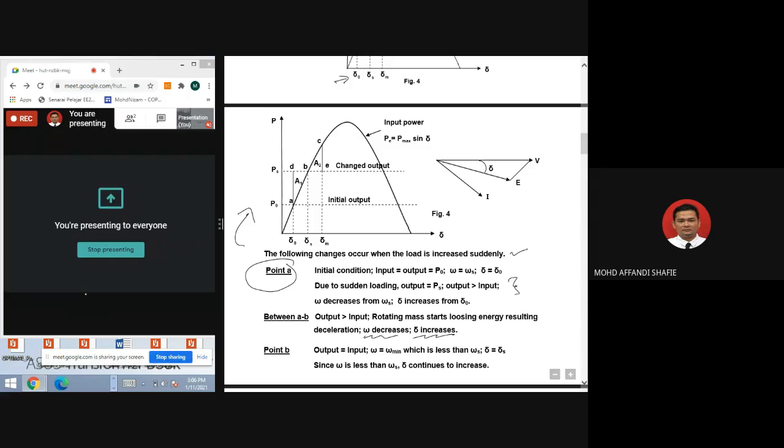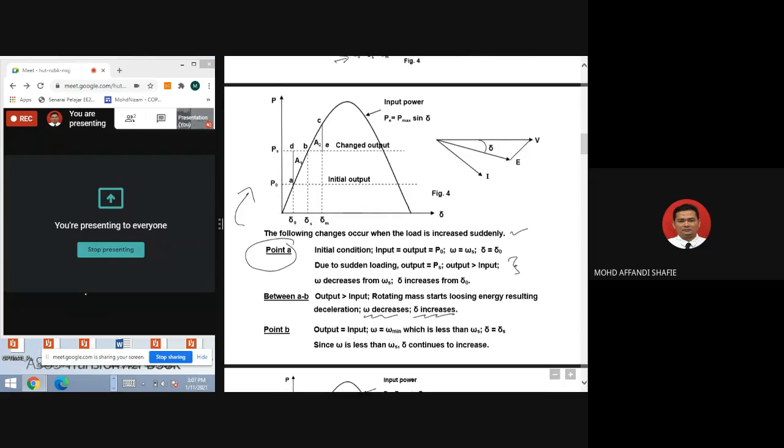But what happens at point B? At point B, output is equal to input. At this point omega is equal to omega min, which is less than omega S, and sigma is equal to sigma S. Since omega is less than omega S, the angle sigma continues to increase. So you have understood what happened at point A and B, and then at point B, and then at point C.